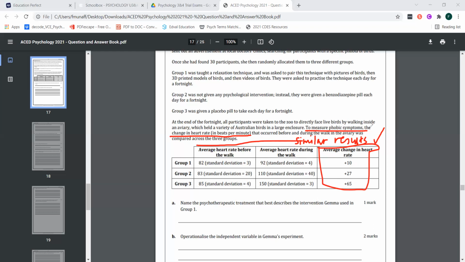If it said something like, to measure phobic symptoms, Gemma simply asked the participants to describe how they felt, and heart rate wasn't even in the picture, well, then you would be evaluating this idea of a self-report. And then you'd be evaluating the validity of a self-report, indicating that even though self-reports give us rich detail about participants' experiences of their fear as they walked into the zoo, participants could have lied. Participants could have said that they weren't scared when they were actually really, really kind of shaking in their boots and really, really scared. So yeah, that's an alternative thing you could have been asked. Okay, but in this case, obviously, she's using heart rate as a clear measurement. So that's what we need to be evaluating there.